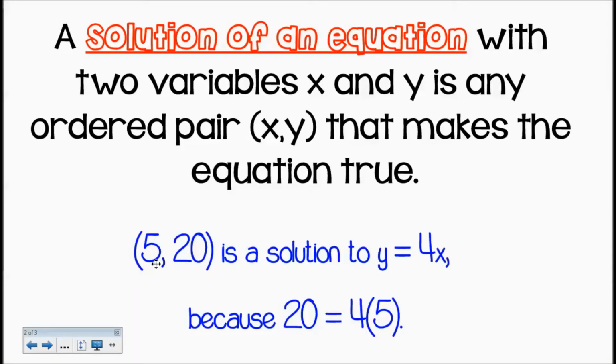It means when you substitute those values into the equation, each side has the same value. So something like the coordinate (5, 20) is a solution to the equation y equals 4x, because when I put 20 in for y and 5 in for x, they equal out because 4 times 5 is 20. Therefore, the solution to this equation, because it has 2 variables, is (5, 20). This is going to be a shift for you because you're not used to there being 2 numbers as part of the solution.